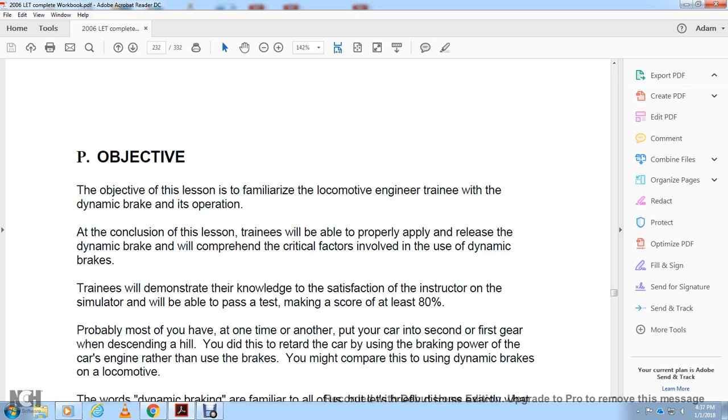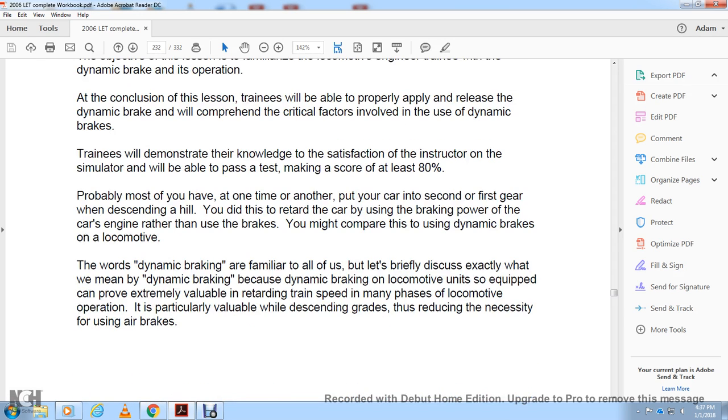Probably most of you have at one time put your car in second or first gear when descending a hill. You do this to retard the car using the braking power of the car's engine rather than using the brakes. This might be compared with using the dynamic brakes on the locomotive. The words dynamic braking are familiar to you, but let's briefly discuss exactly what the dynamic brake means.